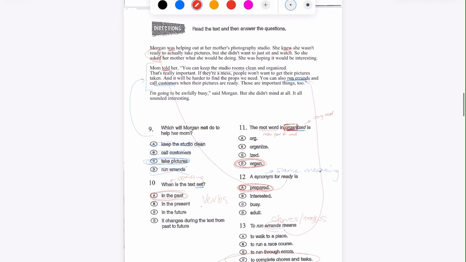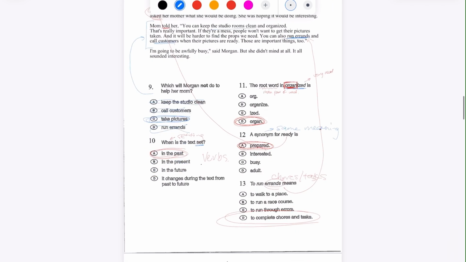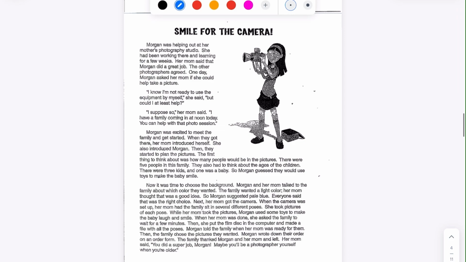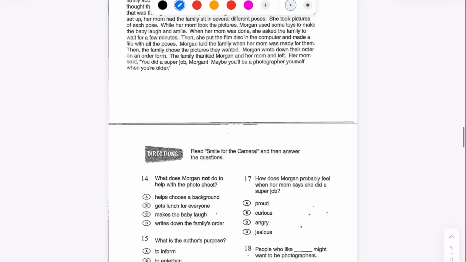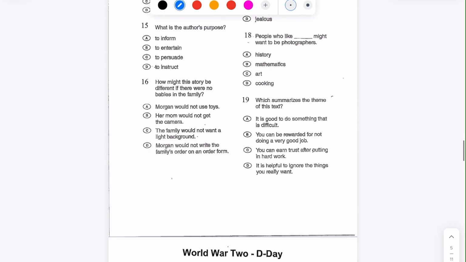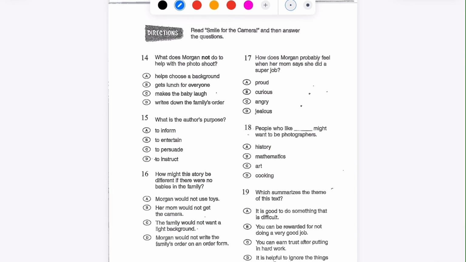All right, and here's a summary for this page. All right, so let's continue the story. So again, here we have to look at the questions first. So number 14, what does Morgan not do to help with the photo shoot? Think about the author's purpose for number 15. For number 16, how might the story be different if there were no babies in a family? And 17, how does Morgan feel when her mom says she did a super job? And number 18, people who like blank might not want to be photographers. And finally, what summarizes the main theme for this text?